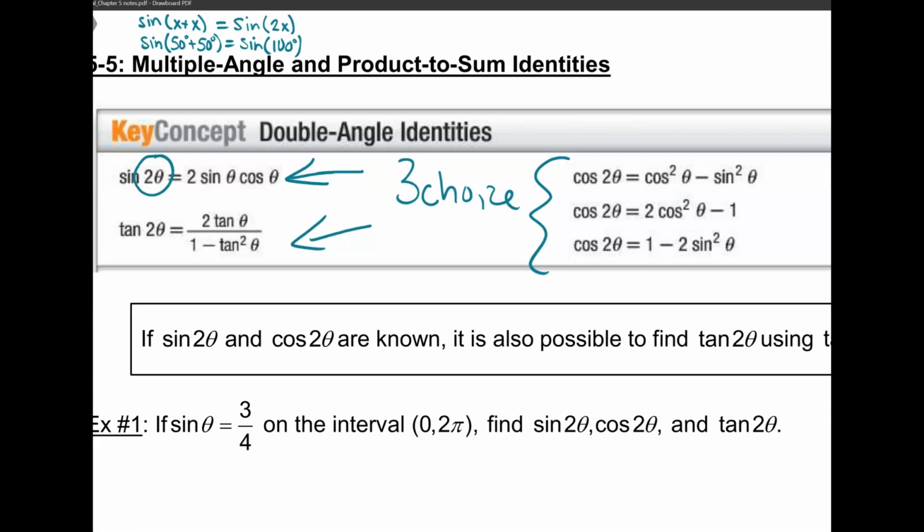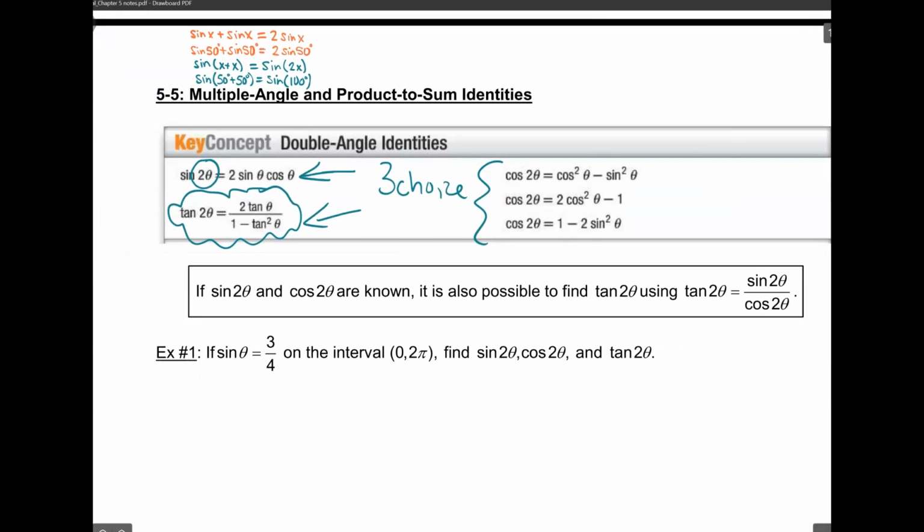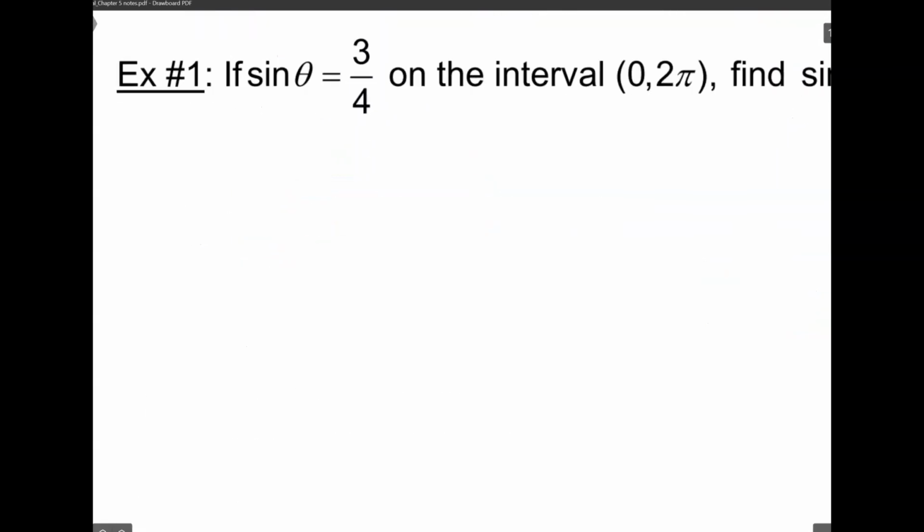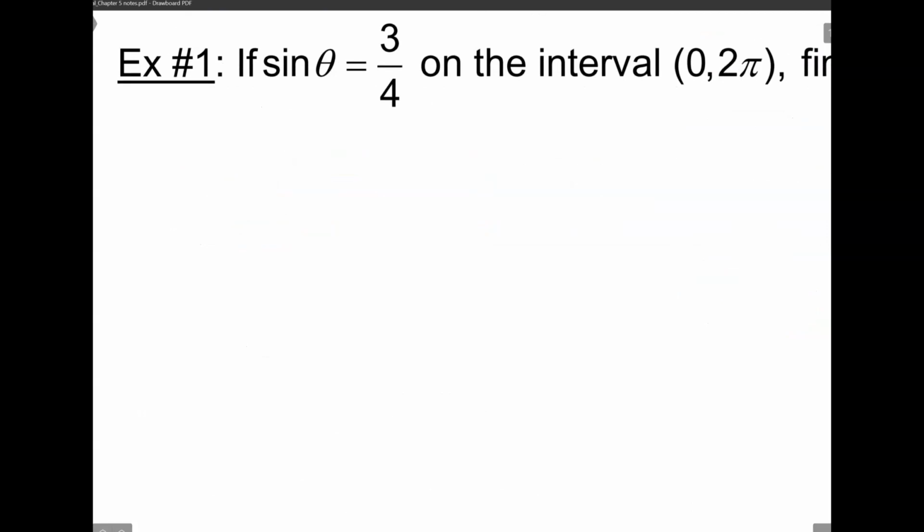And fun fact, instead of using this nastiness of tangent of 2 theta, the double angle, if you know sine of the double angle and cosine of the double angle, you can just use the regular tangent quotient identity, sine of the double angle over cosine of the double angle. Awesome. Okay, so let's get down to the nitty gritty. How do you actually do this?